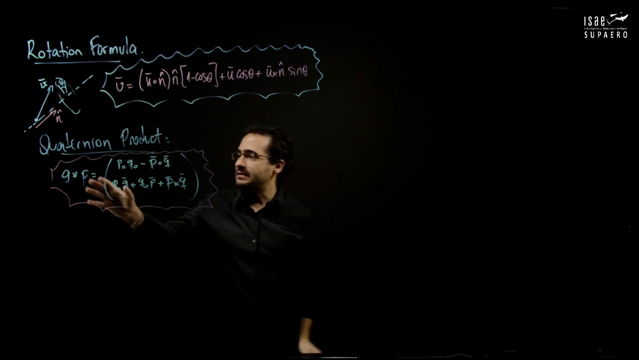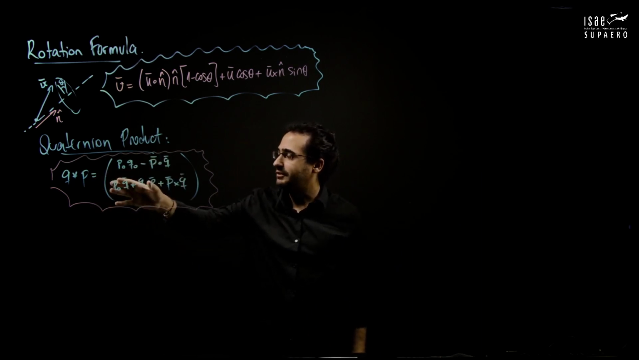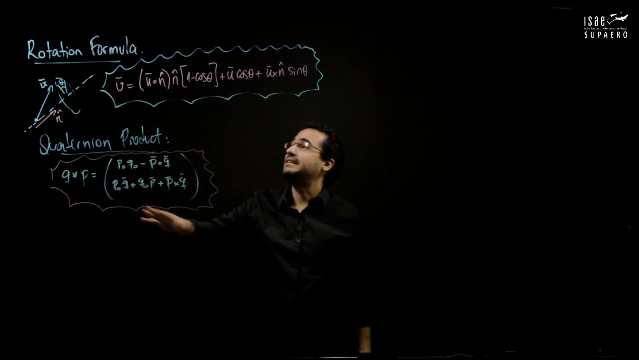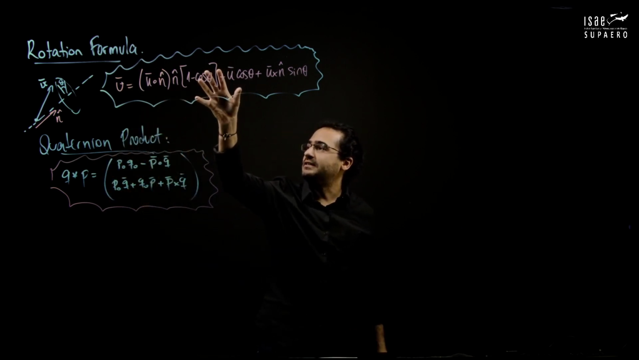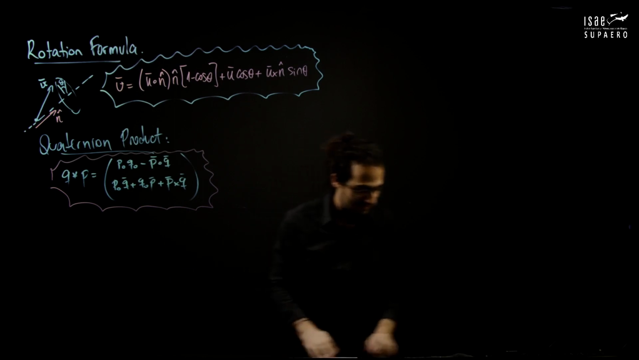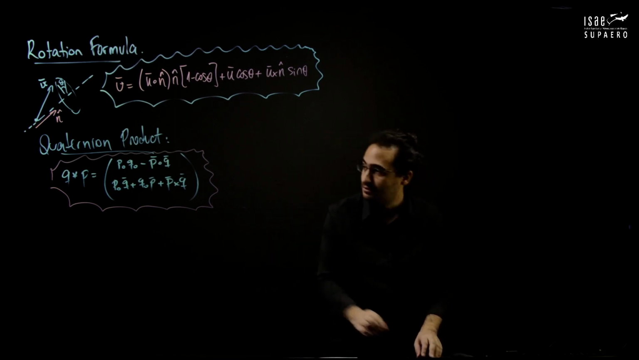How can I use this algebra of quaternions that is defined by a product like this? How can I decode a rotation such as this one? And this is no trivial result.